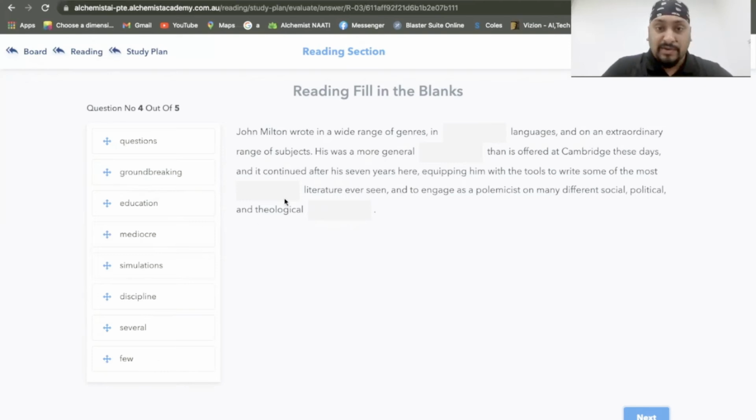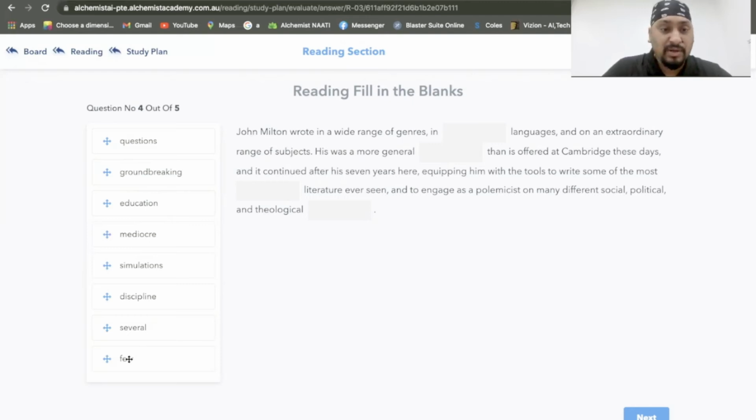John Milton wrote in a wide range of genres in dash languages and on an extraordinary range of subjects. Okay, languages. What kind of languages? Languages is a noun, so we need to put an adjective. I've got the words groundbreaking, mediocre, several, few. So what will be the right one in this?